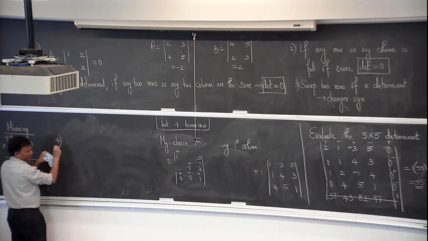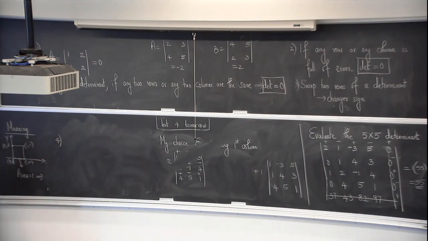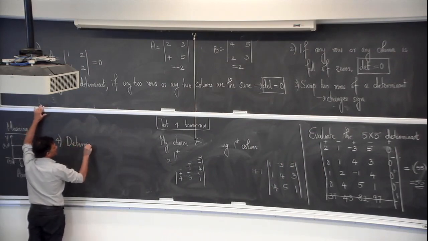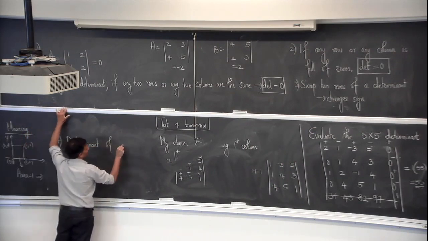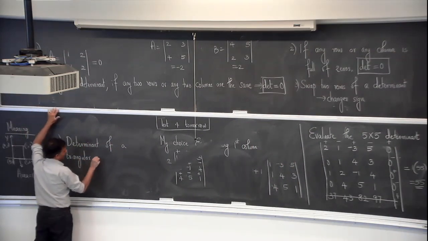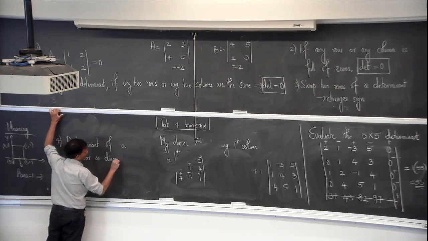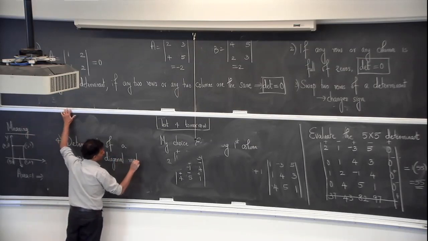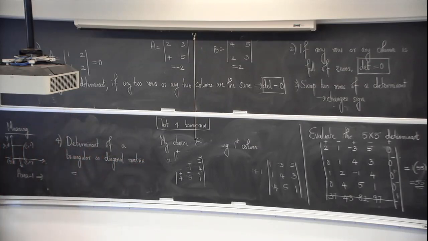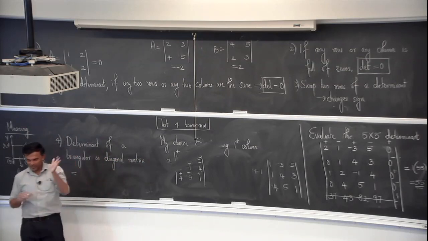Property 4. Okay, this is pretty useful if you don't want to do cofactor expansion. Okay. The determinant of a triangular or diagonal matrix, what do you think it will be? I'm going to show you an alternate way of computing determinants. Okay. If you have a triangular or a diagonal matrix, what do you think the value of the determinant would be?